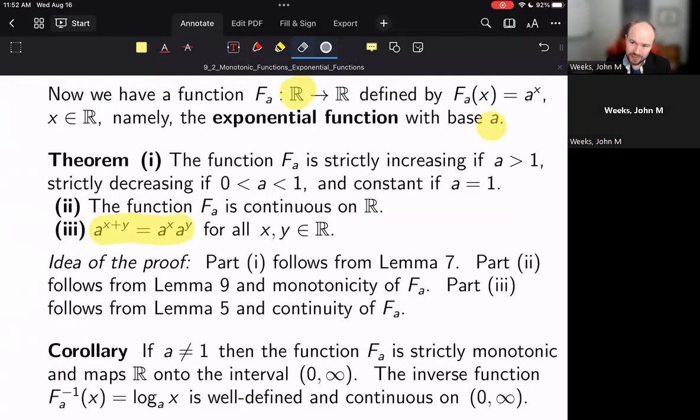This gives us an inverse function for any exponential function as long as a is not equal to 1. No inverse function for a constant function. But this inverse function is defined to be log base a of x. So this is something that is well defined and continuous. Well, now we get to use these sorts of conditions and use everything as if we built it up ourselves because we have all of the proofs ready to go.